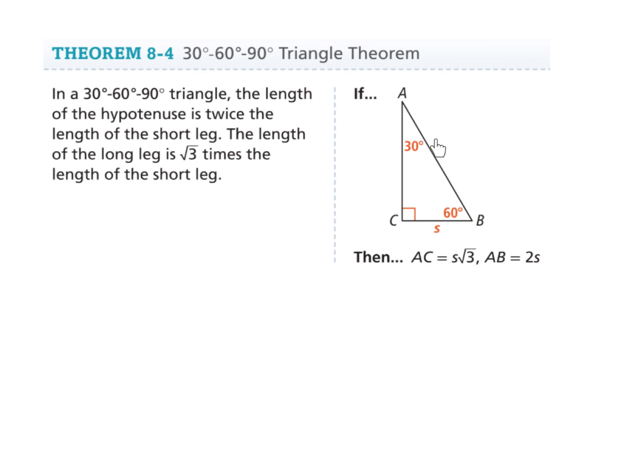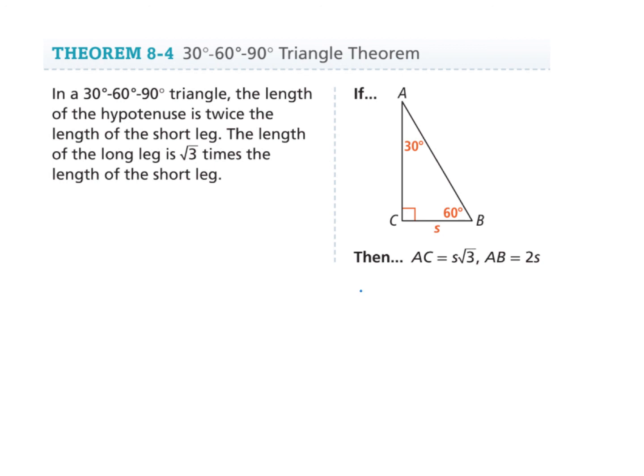Now there's a pattern for those. The hypotenuse is always 2 times the short leg. So if the short leg is s, then the hypotenuse right here, AB, will be 2 times s. And then the long leg right here would be that short leg times the square root of 3. And so in this picture, AC would be whatever BC is, s, times the square root of 3.